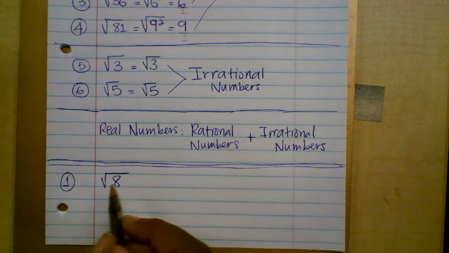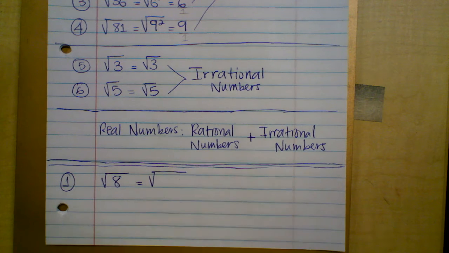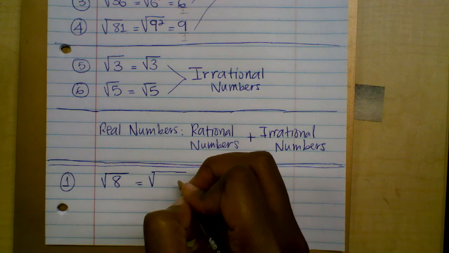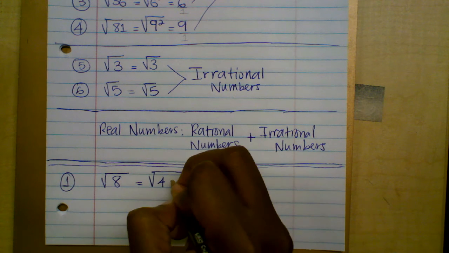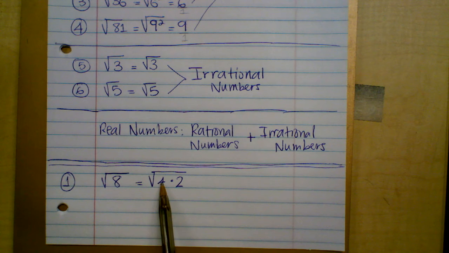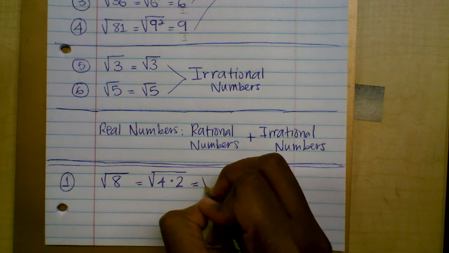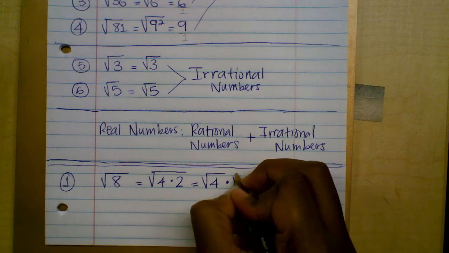However, I can rewrite 8 as a product with a factor that is a perfect square. Can you think of two numbers you multiply together to get 8, in which one of them is a perfect square? Yes, you're going to have the numbers 4 and 2. 4 times 2 multiplies to 8. And we know that 4 is a perfect square. I showed you how to identify perfect squares in my last video. So now you can rewrite this as square root of 4 times square root of 2.